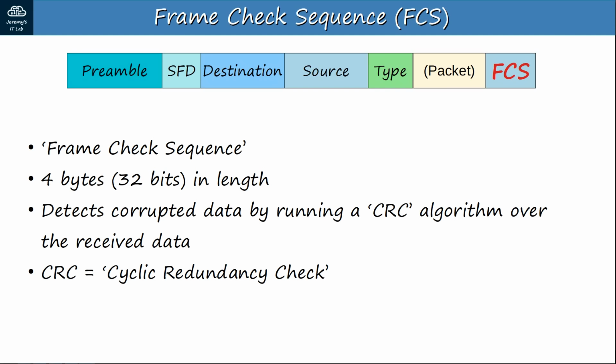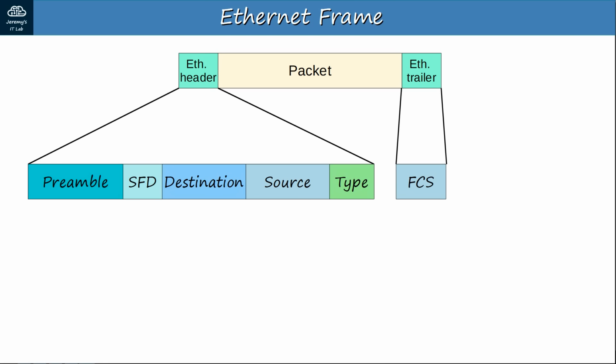Don't worry about the details of CRC too much. Just be aware of the term. And remember that the Ethernet frame's frame check sequence is a cyclic redundancy check. If you remember that, you should be good for the CCNA. Feel free to read around on Wikipedia if you're curious to learn more about cyclic redundancy checks.